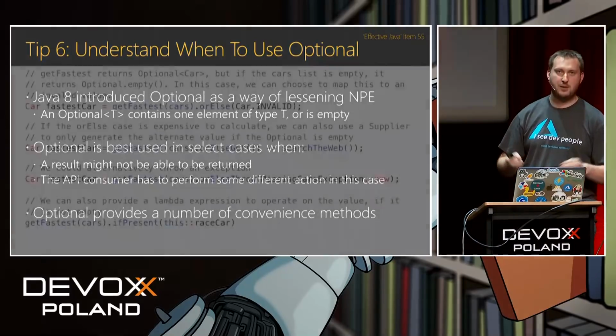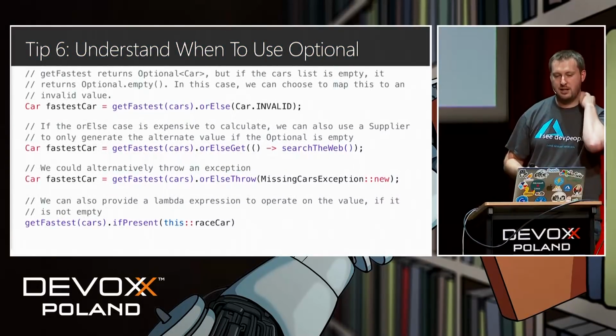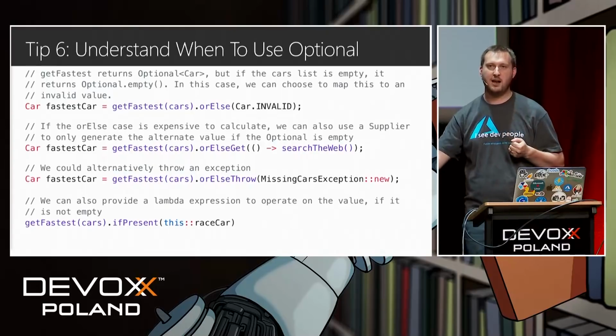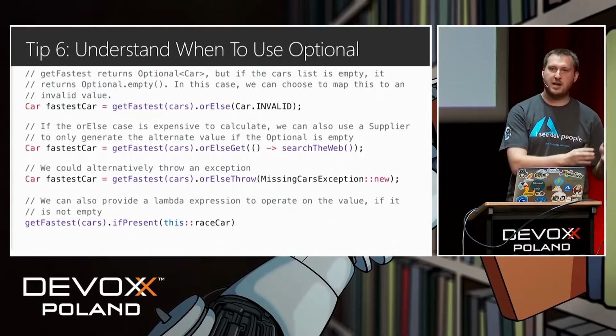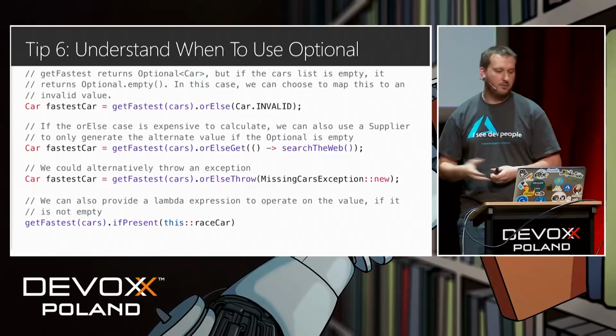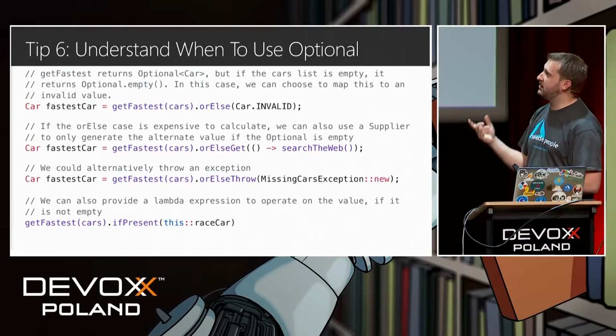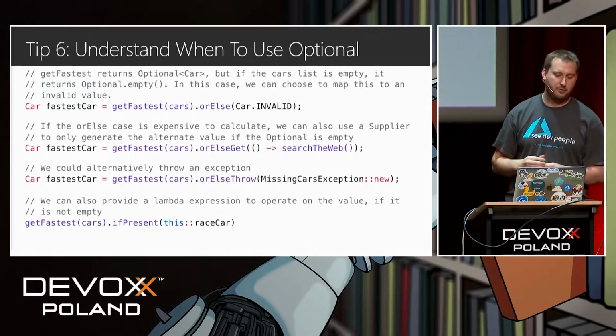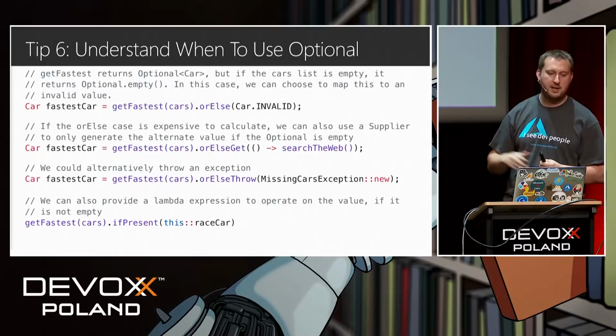And it provides a huge number of convenience methods, some of which I've shown here. Let's imagine a getFastest method. We pass in a list of cars, and we get back an optional containing the fastest car. The first line of code basically says set the fastest car to be the fastest car. If our optional is empty, we're just going to have this invalid car that we've predefined. Perfectly good. It means that the fastest car variable is always going to be non-null.